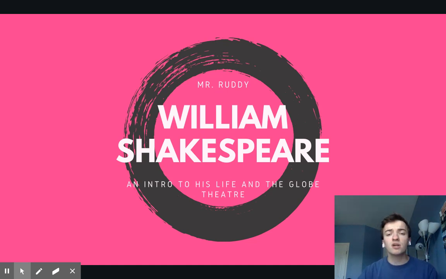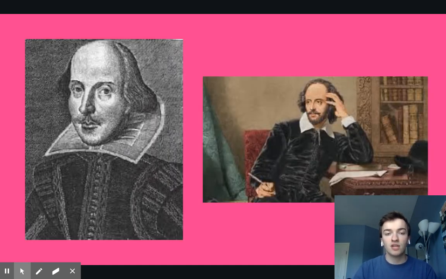Okay, we're going to start off with our introduction to good old William Shakespeare. This is his life and the Globe Theatre, which is the theater he built in order to perform these plays. So please make sure that you have your note sheet out as we are going through our intro to good old Shakespeare. Here he is, some portraits of what he might have looked like when he was at his prime, when he was at his most famous, whenever he was writing all of these plays.